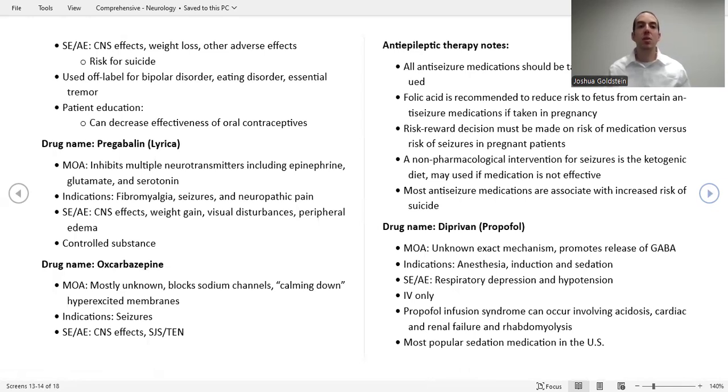Next, we have pregabalin, which is Lyrica. This medication is used for seizure. It's not a very common medication for use for seizure. It's more commonly used for fibromyalgia or for neuropathic pain. It does have several mechanisms of action. It inhibits the neurotransmitters epinephrine, glutamate, and serotonin.